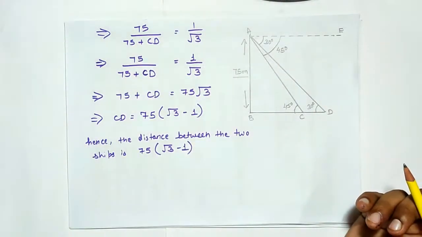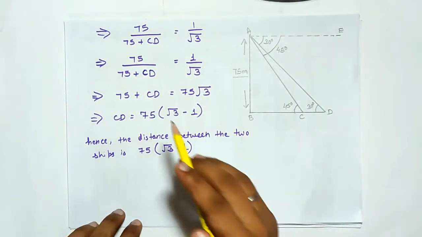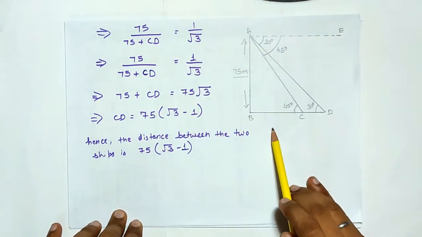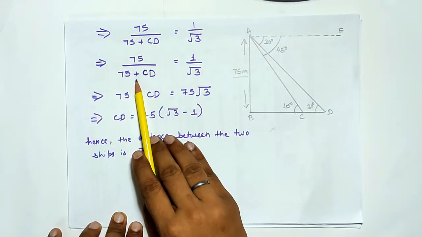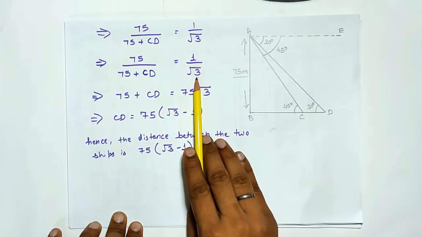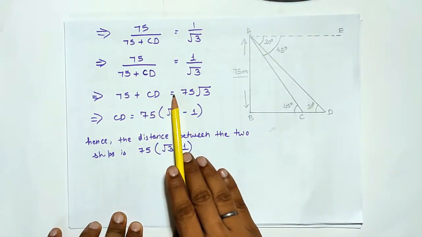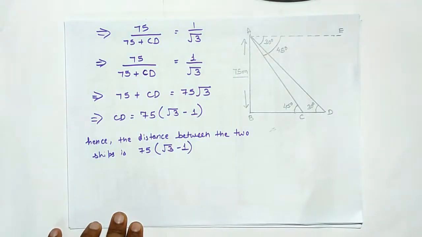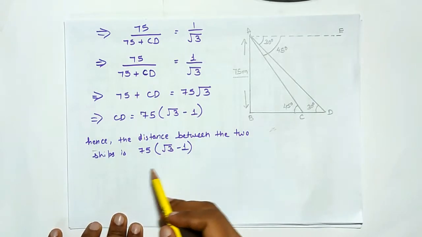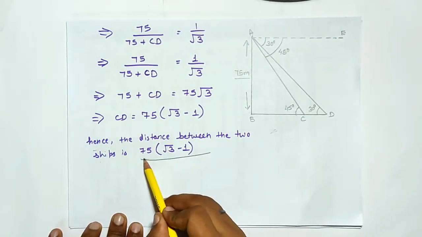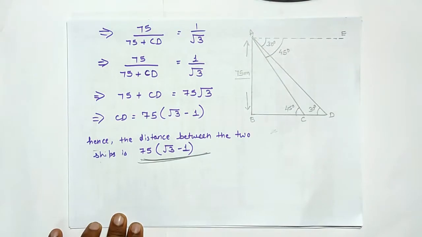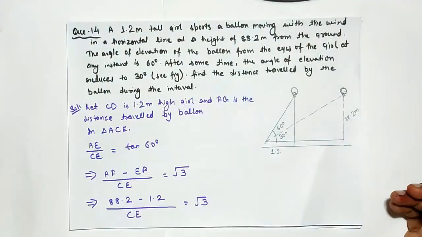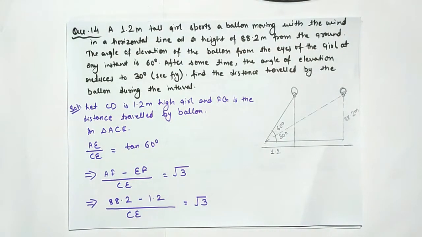Now let's come to the next steps of the same question. 75 upon 75 plus CD is equal to 1 upon root 3, so 75 plus CD is equal to 75 root 3. CD is equal to 75 root 3 minus 75, that is 75 times root 3 minus 1. Hence, the distance between the two ships is 75 times bracket root 3 minus 1. So now let's move to the next question, that is question number 14.